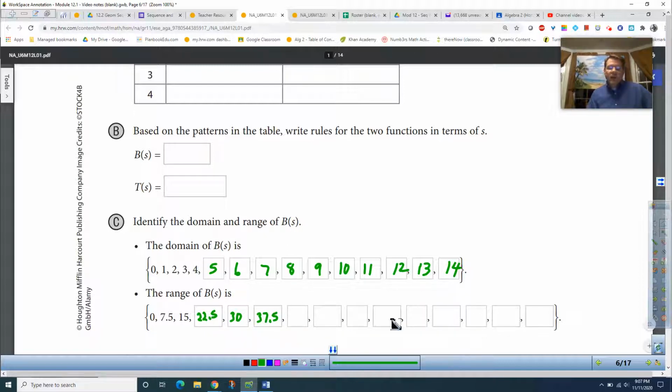Now, is there some way I can just jump straight over here to this box right here? Well, if we're adding 7.5 every time, I can't figure that out, can I? Because I have to know the previous thing to know what's going to go in this box. So by adding 7.5 here, plus 7.5 plus 7.5 plus 7.5, that makes this a recursive process.